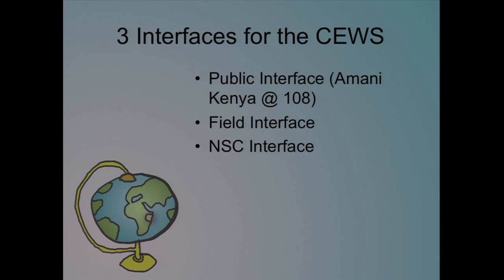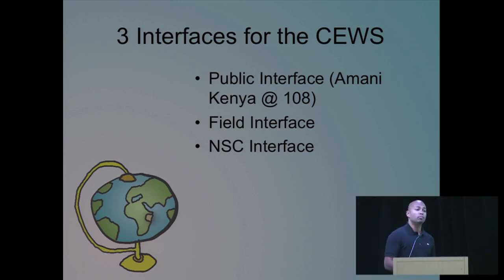The three interfaces that we're using for the conflict early warning system: one is a public interface. This is where the crowdsourcing aspect of the whole system takes place. It's very open, it's interactive to everybody. The field interface is a low bandwidth interface that the reporters use when they are logging into the system. If they have slower internet connections in the remote parts of Kenya, they can log in, and it's a very simple interface. They just submit their report by filling out strongly agree, disagree, etc. And then the NSC interface, which is sort of the admin view of the whole thing. So those are the three main interfaces.